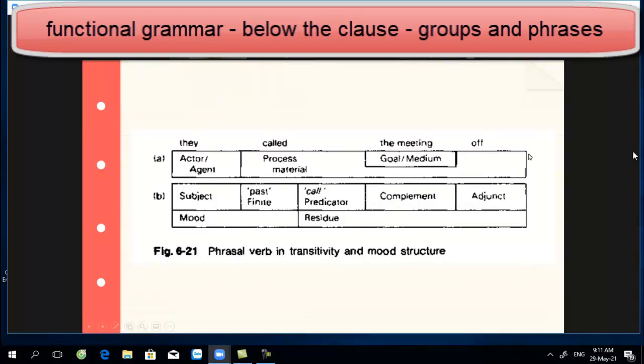For example, we have the clause: they called off the meeting. They are the agent, the process is the phrasal verb call off, and the meeting is the goal. In the mood structure we have the subject, past finite, and call off as the predicator, then the complement and the adjunct.